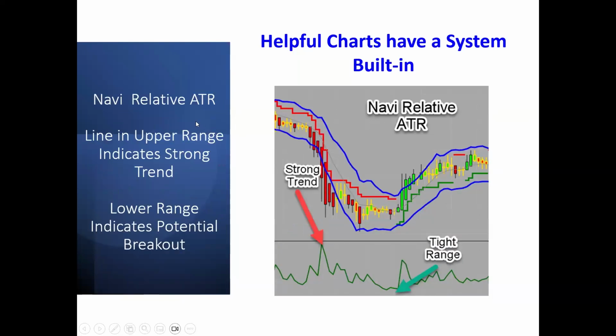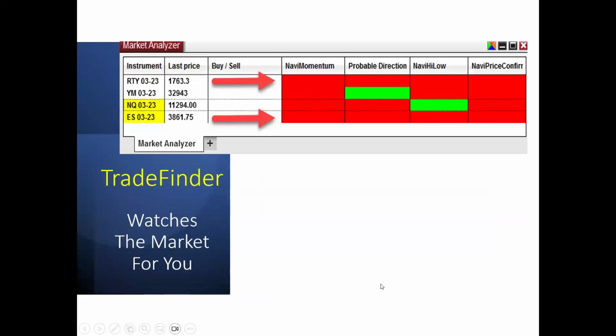All right, so Navi relative ATR is an indicator that will show you when the market's ready to break out, or when it's likely to break out. Here we had a move down. You see the relative ATR indicator went to the bottom end of the range, and that's where we're likely to see a reversal and a breakout.